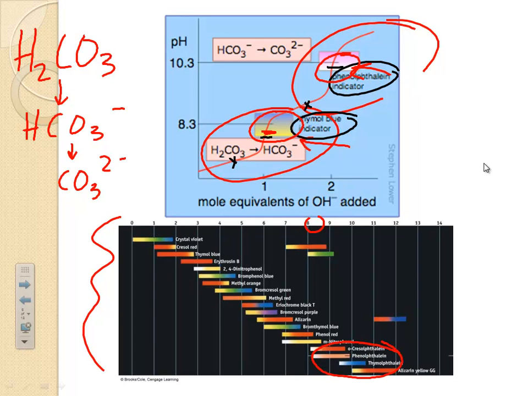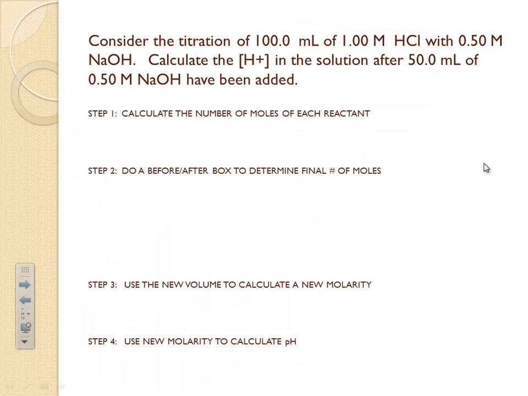All right, we will talk a lot more about indicators later on because we need to be able to do some calculations surrounding their own equilibrium that they perform. Okay. But I want to take a look at a problem real quick. All right, consider the titration of 100 milliliters of 1 molar HCl with 0.5 molar NaOH. Calculate the H plus in the solution after 50 milliliters of 0.5 molar NaOH have been added. All right, your first step in this problem is really just to calculate the number of moles we have of each of these components. Okay, so if we're going to take the volume and the molarity, we can use those to calculate the number of moles.